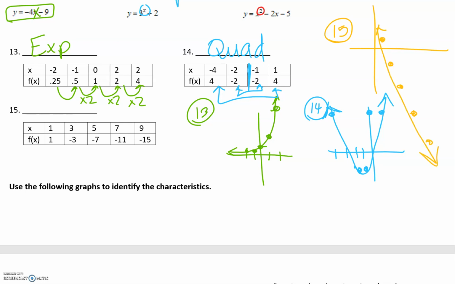Cool. How else could we have known that? Well, I'm seeing that I'm going down 4 and up 2, down 4, and up 2, down 4, up 2, down 4, up 2. So down 4, up over 2 is going to give us a slope of -2. Well, if you have a slope of -2 that's consistent, then you have a linear function. Excellent job, guys.